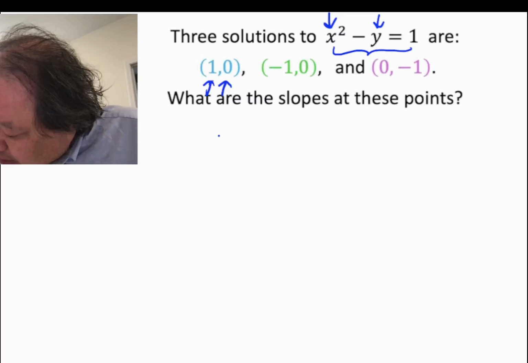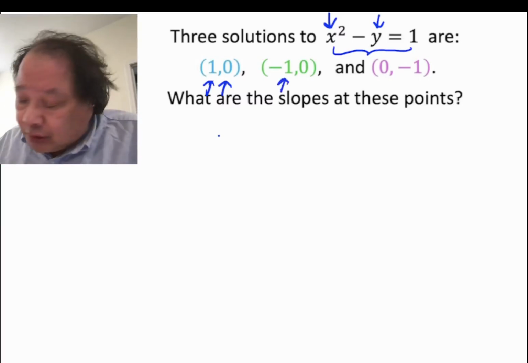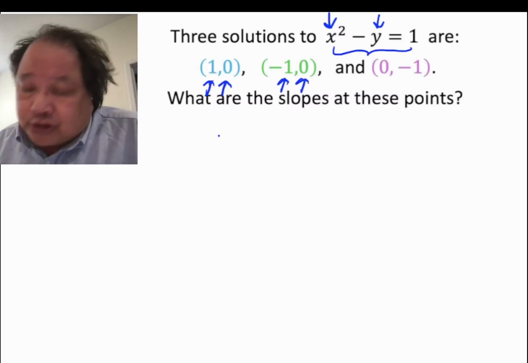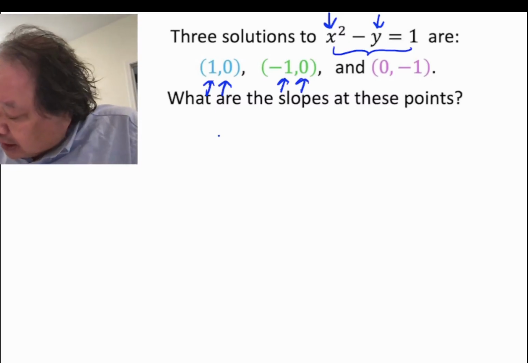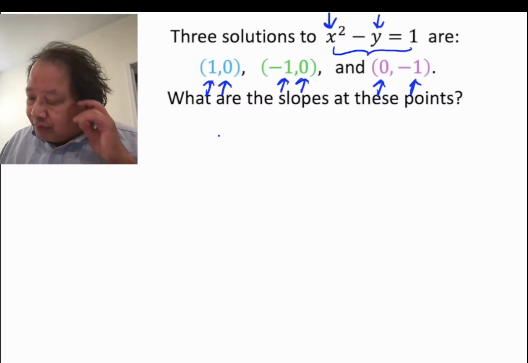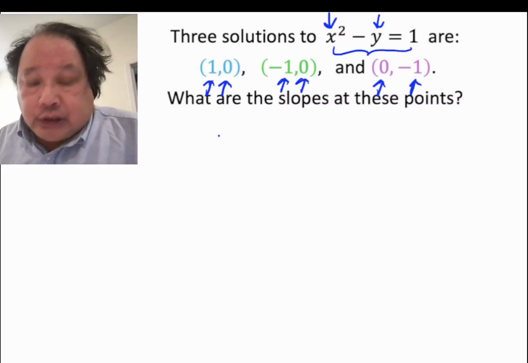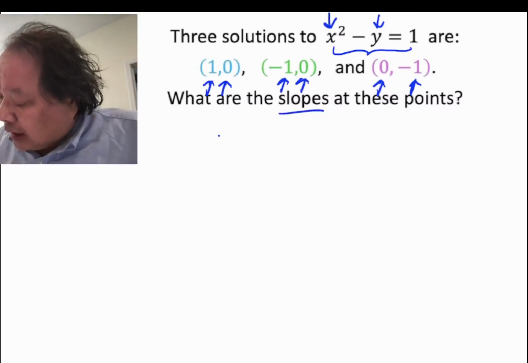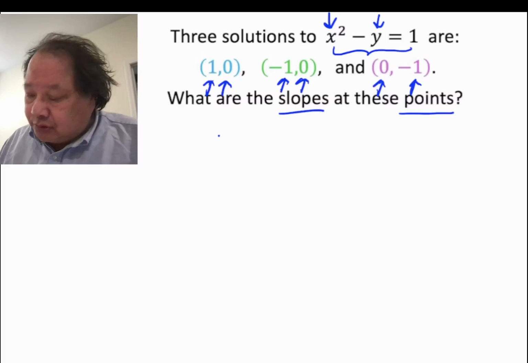In exactly the same way, if I set x to minus 1 and y to 0, that is a solution. And if I set x to 0 and y to minus 1, that is a solution. And what we're interested in here is the slope at these special solutions.